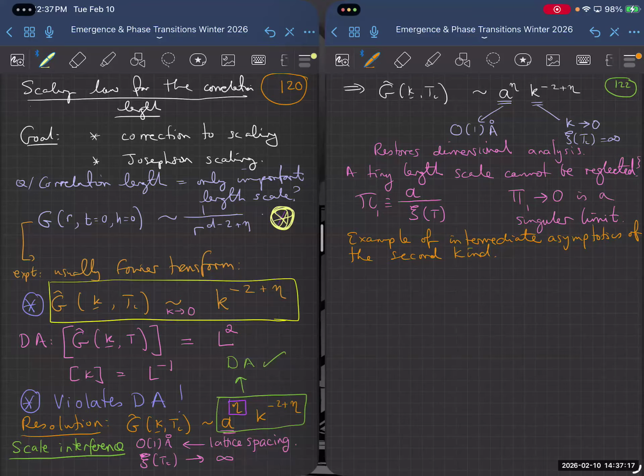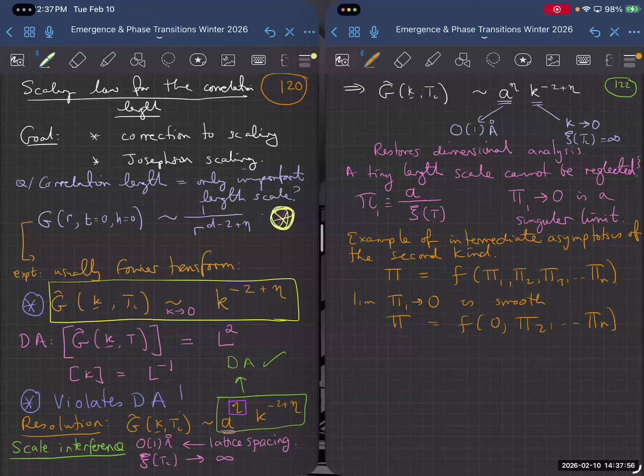And if you remember what I meant by intermediate asymptotics of the second kind, what we did was we wrote dimensional analysis of some function, some dimensionless variable pi as a function of the other dimensionless variables in whatever is the physics problem that you're trying to solve. And if the limit of pi1 goes to 0 is smooth, then you can say that the dimensionless group pi is f of 0, pi2 up to pi n. So that was the first kind.